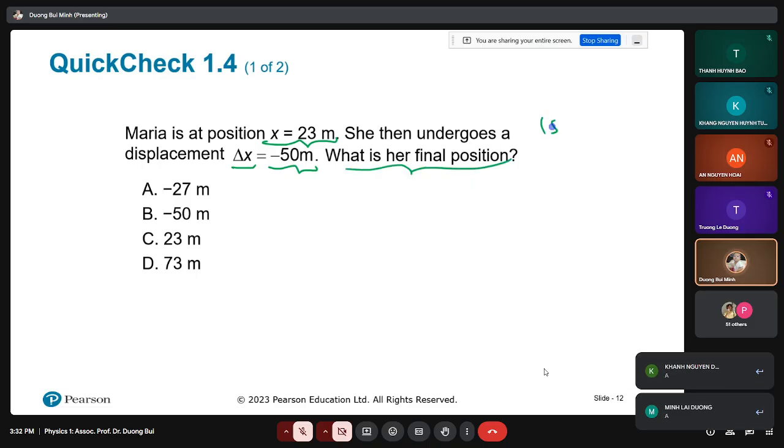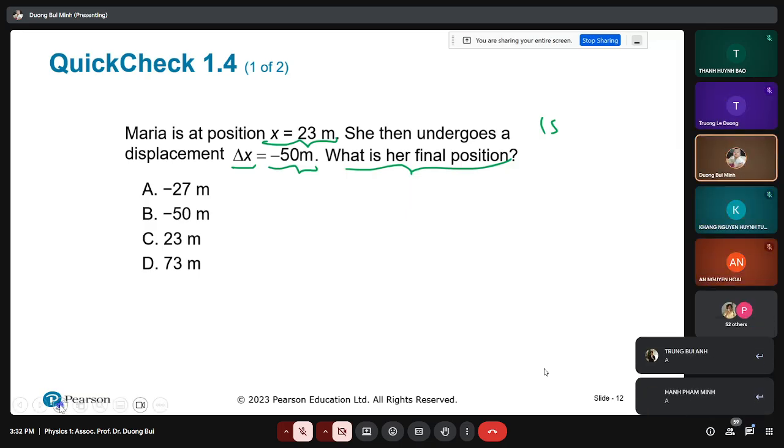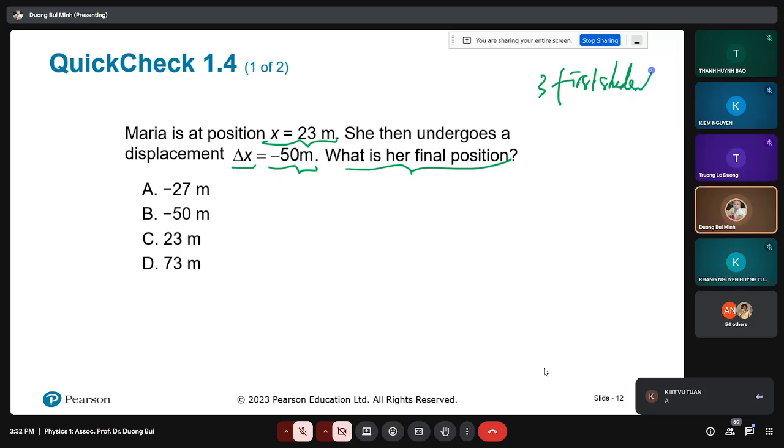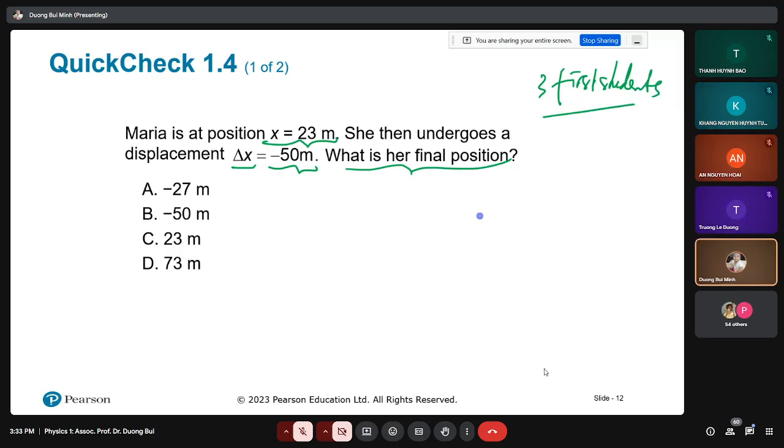Okay, one minute. Try to give your answer and type it into the chat window. You get an extra point. Maybe the first three students get an extra point. Okay, come on, one minute.